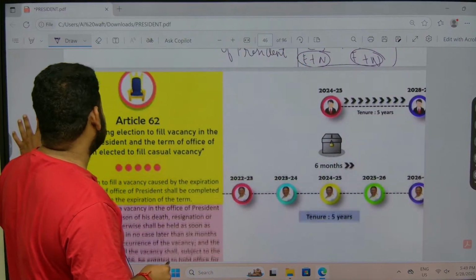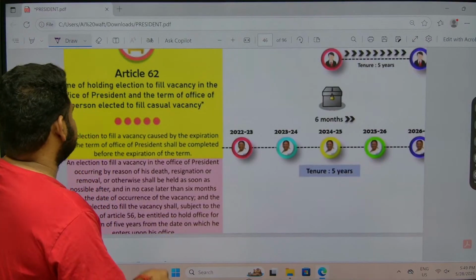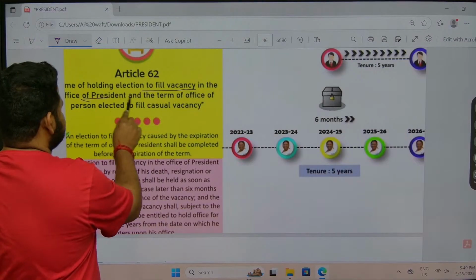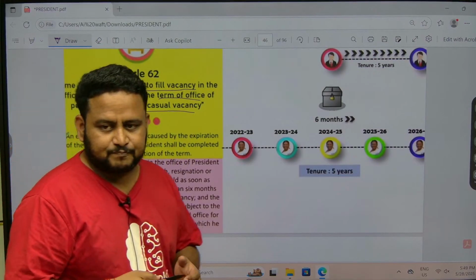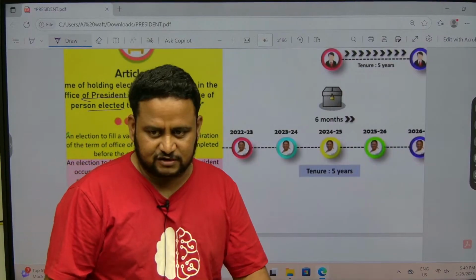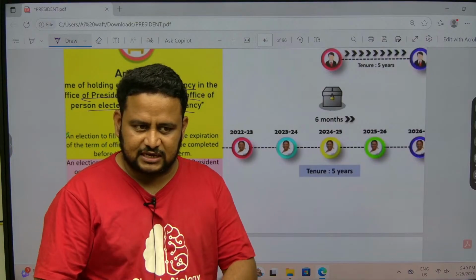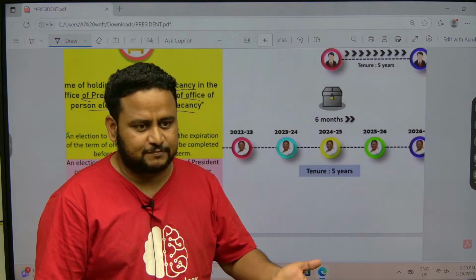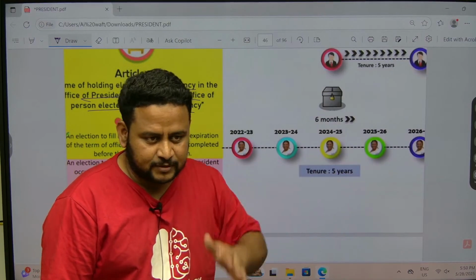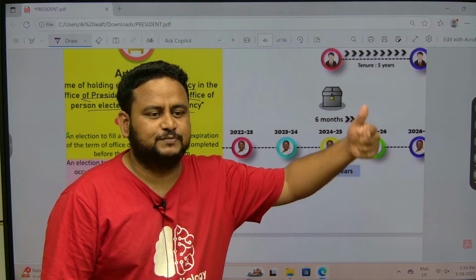Now article 62. It is talking about vacancy. That is, holding election to fill the vacancy of the president and the term of office of the person elected to fill a casual vacancy. Suppose today my term as president is over, still the new president is not elected. That time I can still be holding the office of president for the next 6 months. Within that 6 months you have to conduct the election of the president. Within that 6 months there should be a new president.